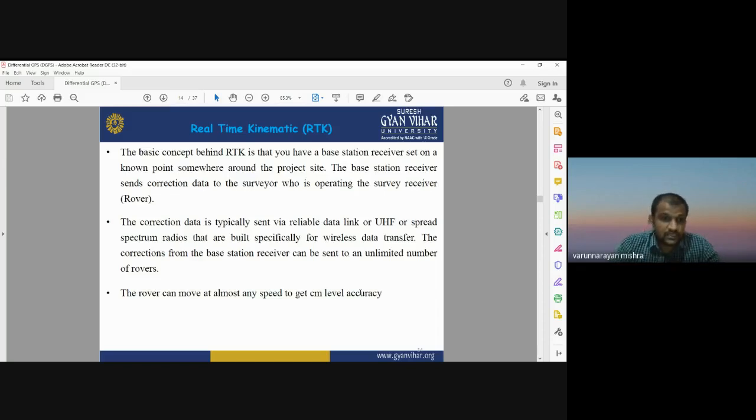So the corrections from the base station receiver can be sent to an unlimited number of rovers. You can have multiple rovers at a time, and the base station will send the corrected data to all the rovers in the study area, in the field also. So you can correct the data sets in the field and get the real-time coordinates of any location in the study area.